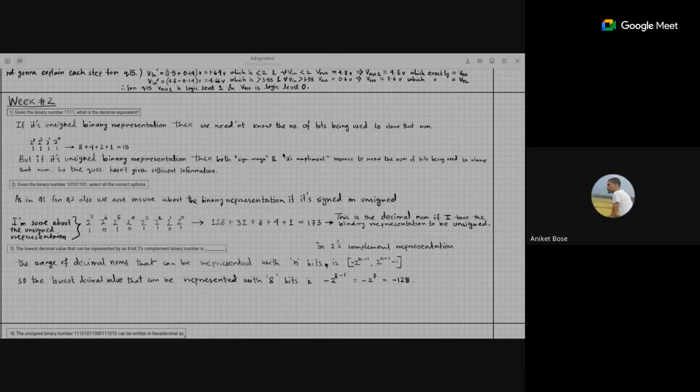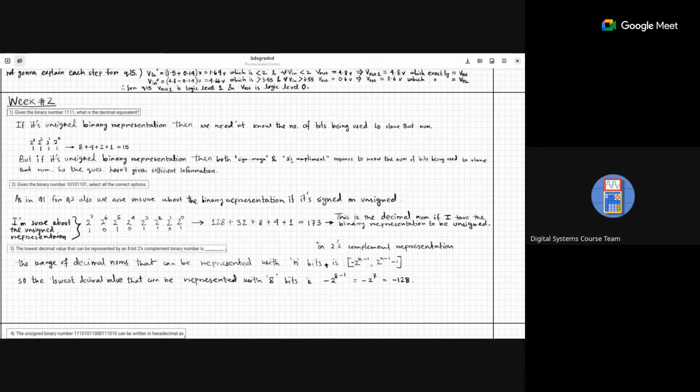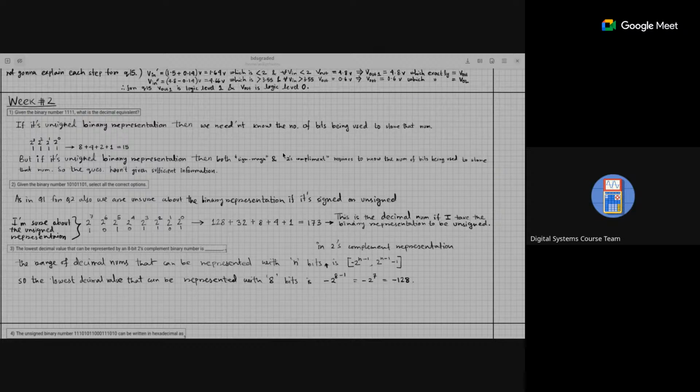Yes, sir, I get that. This particular set I consider as the magnitude, which is 45, and since the sign bit is 1, it is negative 45 in 1's complement representation or signed magnitude representation. And the final option is not valid in this case.